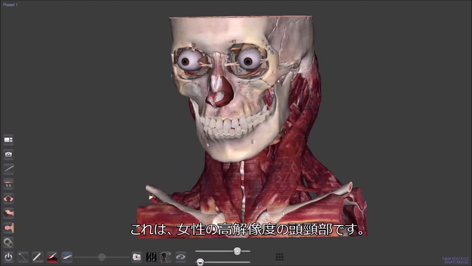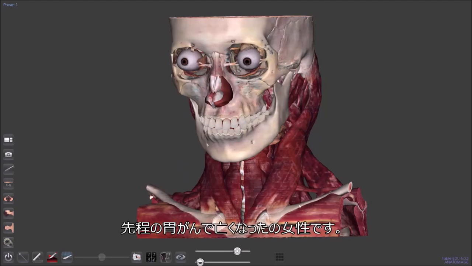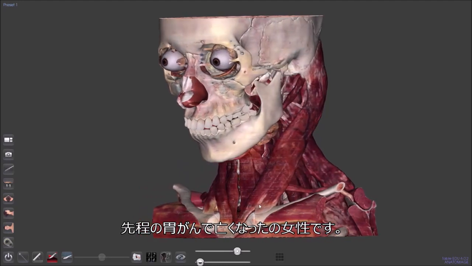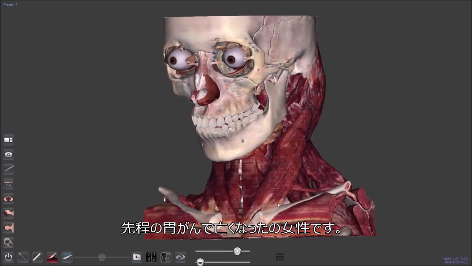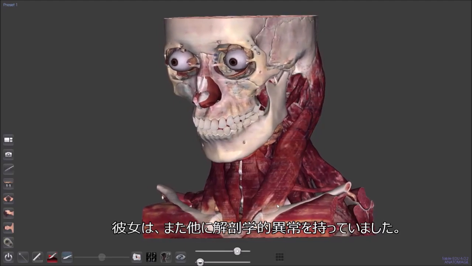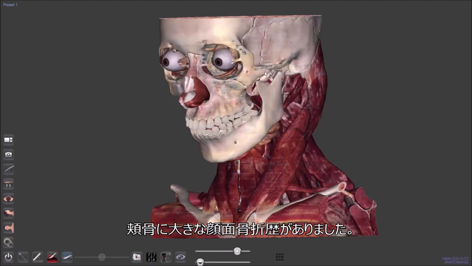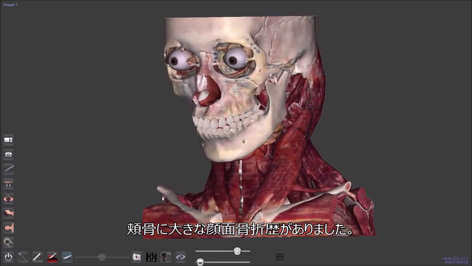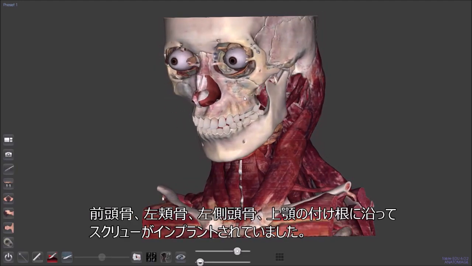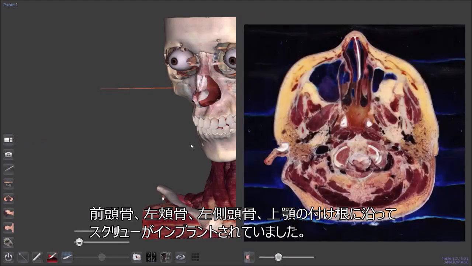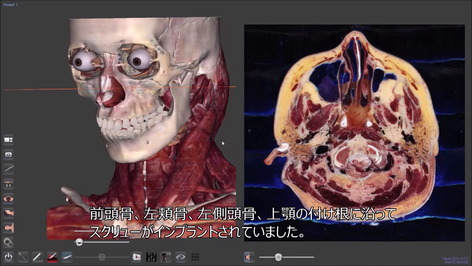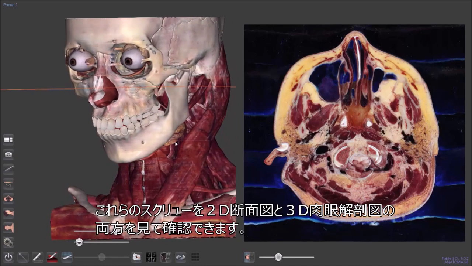She also had other anatomical abnormalities that we can go and locate throughout her body. She had a large facial fracture caused by a force along her zygomatic bone. And there were screws implanted that were placed along her frontal bone, left zygomatic bone, left temporal bone, and the base of her maxilla. We can go in and identify these screws in both the 2D cross-sectional view and 3D gross anatomy view.